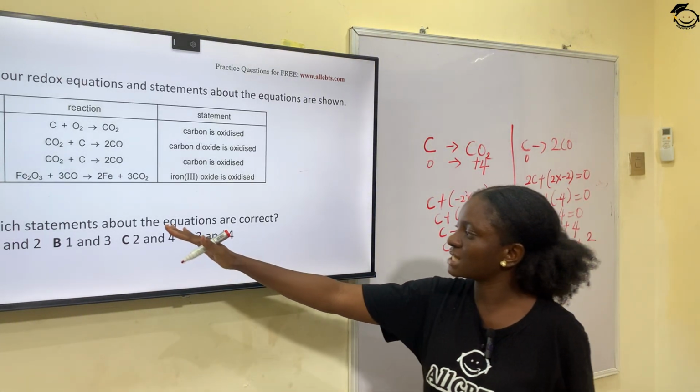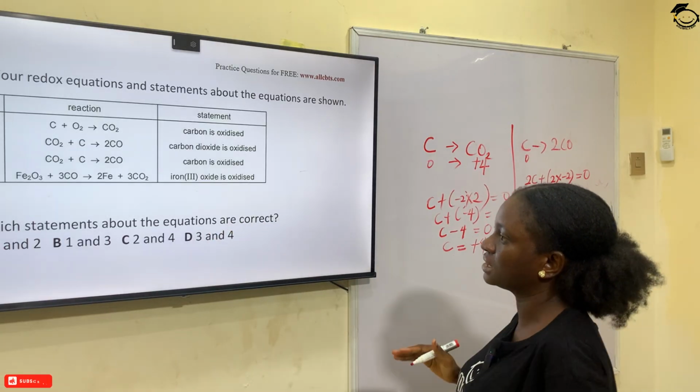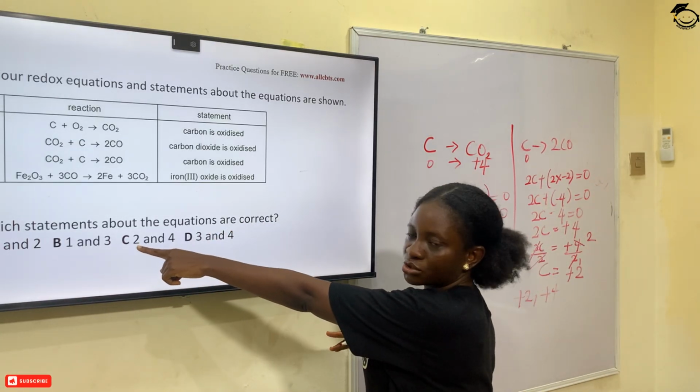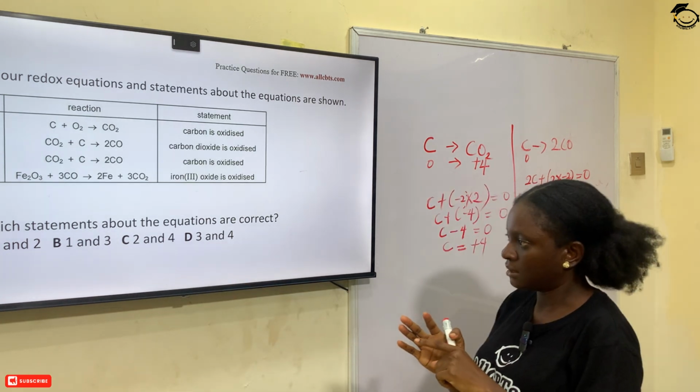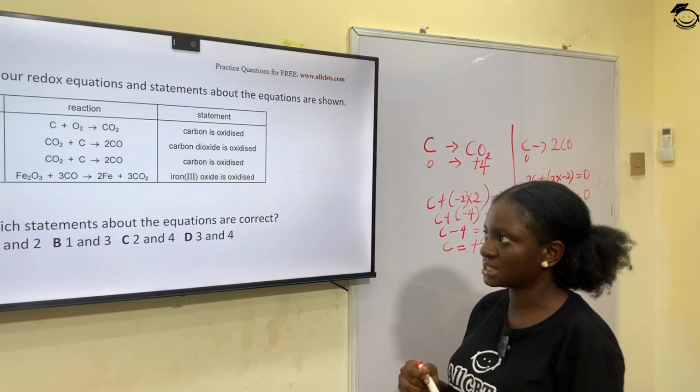So which statements about the equations are correct? So we have +2 and +4. That's option C. So option C is the correct answer.